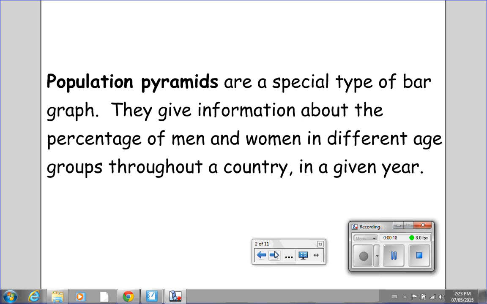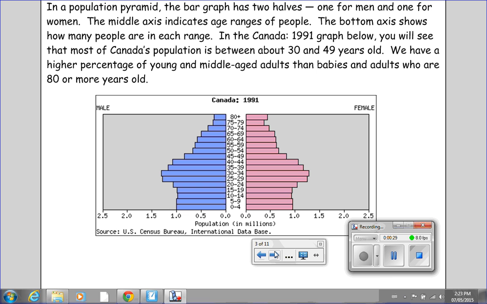Population pyramids are a special type of bar graph. They give information about the percentage of men and women in different age groups throughout a country in a given year. In a population pyramid, the bar graph has two halves, one for men and one for women. The middle axis indicates the age ranges of the people. The bottom axis shows how many people are in each range.